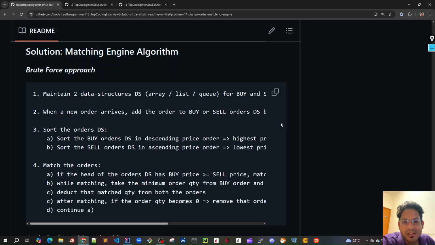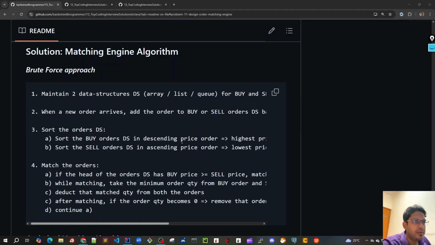Good morning, friends. So let's continue our discussion about the matching engine algorithm. In the previous video, we went with the very brute force approach and used a very nice data structure, linked list, to implement this. So let's revise this again. This is our brute force approach for the matching engine algorithm.